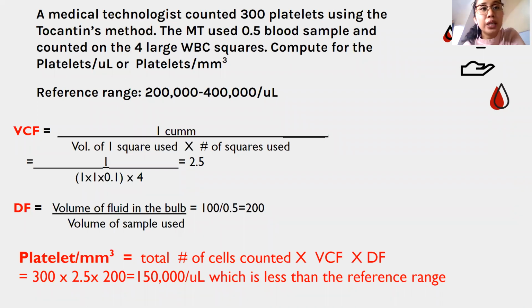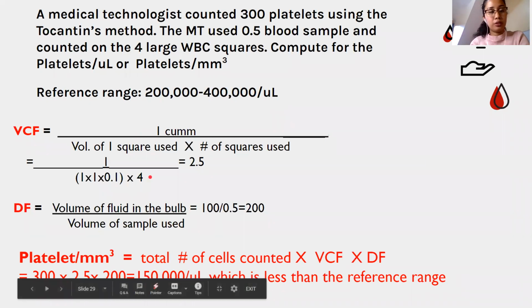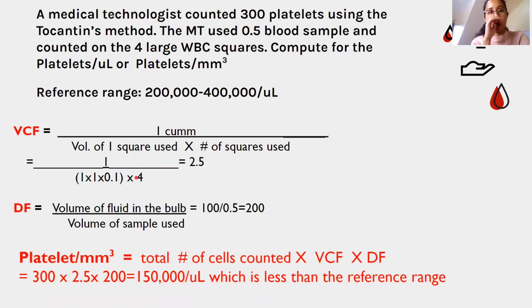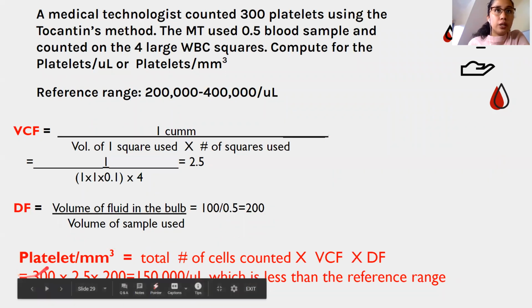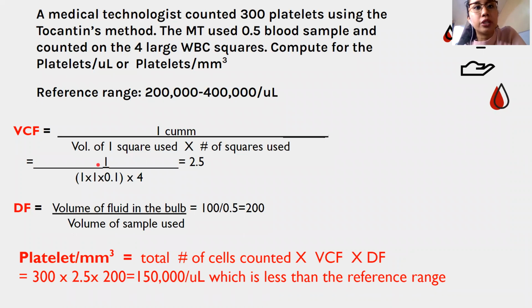So una, BCF muna. So class, since apat na WBC square, so 2.5. So class, nag-iiba to. Depende sa, since sinabi ko namang 4 large WBC square, 4. Tapos, class, volume of fluid in the bulb, 100, kasi toma pipette ang ginamit. Hindi ko sinabi. Pero tong canteen method naman kasi. Volume of sample use, 0.5, so 200. So, 300 times 2.5 times 200 is equal to 150,000 per microliter, which is less than the reference range.